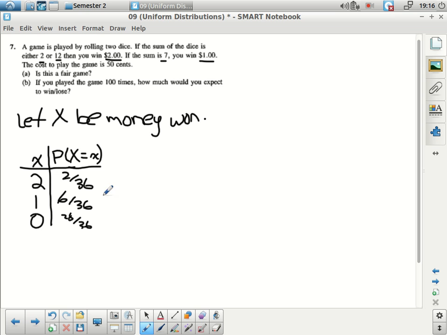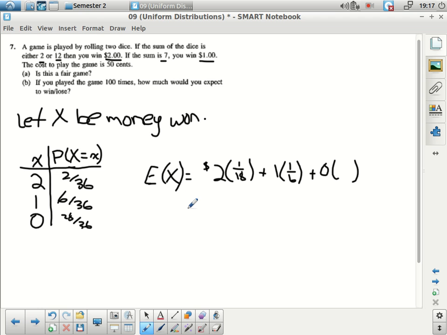It's just a table showing me the values. To figure out if it's a fair game, I'm going to figure out the expected value. In the long run, if you played this game a lot, what would your average winnings be? We're going to win $2 with probability 2 out of 36, or 1/18. For $1, that's going to be 1/6. Finally it's $0 times the other probability, but we know that part's going to be 0.